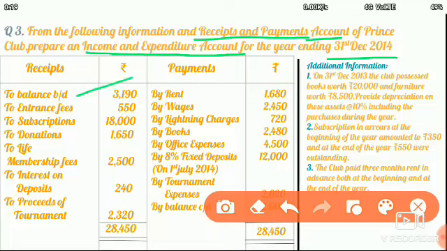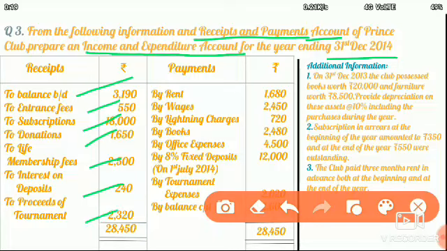The opening balance of cash during the year was 3,190. Then the entrance fees received in cash is 550. Subscription received in cash is 18,000. Donation received in cash is 1,650. Then life membership fees received in cash is 2,500. Then interest received on deposit is 240 in cash. Then proceeds of tournament, that means by conducting a tournament, the income received in cash was 2,320.